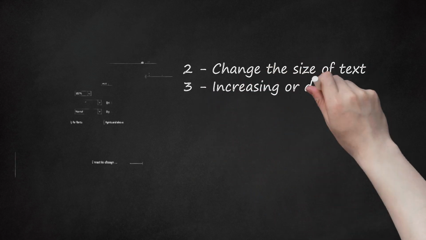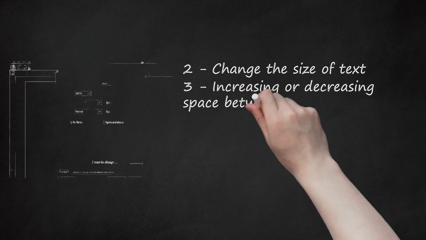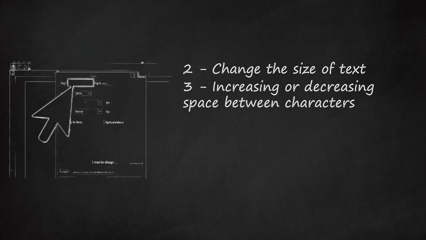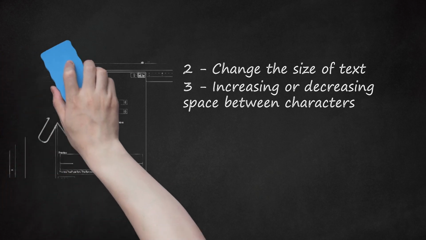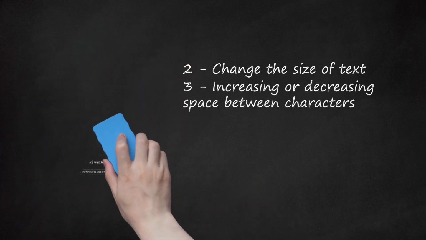3. Increasing or decreasing space between characters. Select the text you want to change. Word: On the Format menu, click Font, then click the Character Spacing tab. In the spacing box, enter the value you want. Select the text you want to change. Publisher: On the Format menu, click Character Spacing. Enter the tracking amount you want.